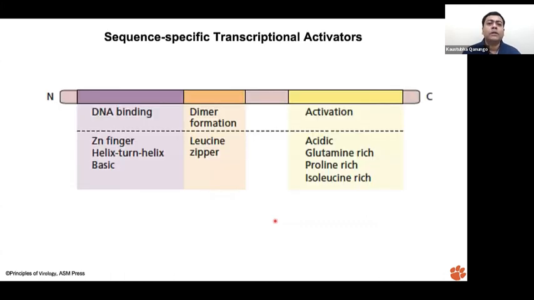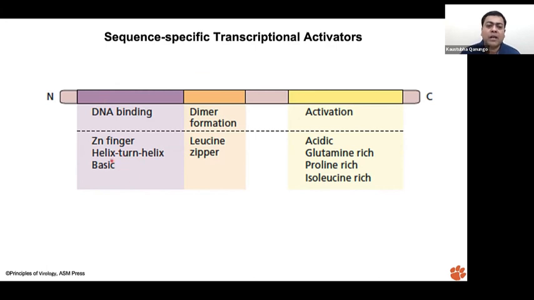So the sequence-specific transcriptional activators do have some very specific common features. So one is the DNA binding. And for the DNA binding, all of these are very important for your quizzes, exams, all of them may have one corresponding question. They will have a zinc finger, which is also basic in nature, which means there are basic amino acids. And then the helix-turn-helix is also another type of motif that is found in this DNA binding region, which wraps around the DNA as a clamp.